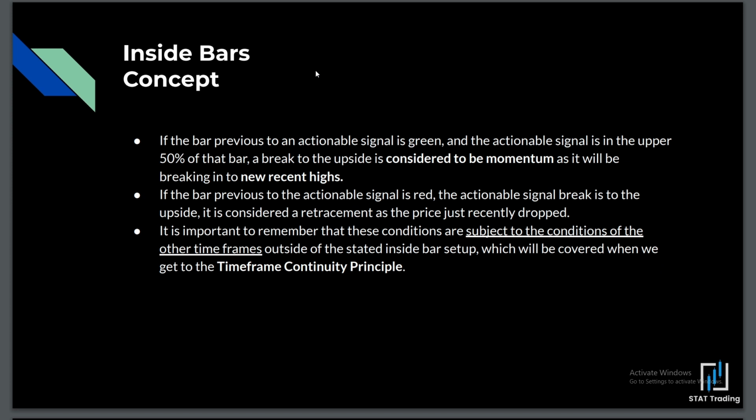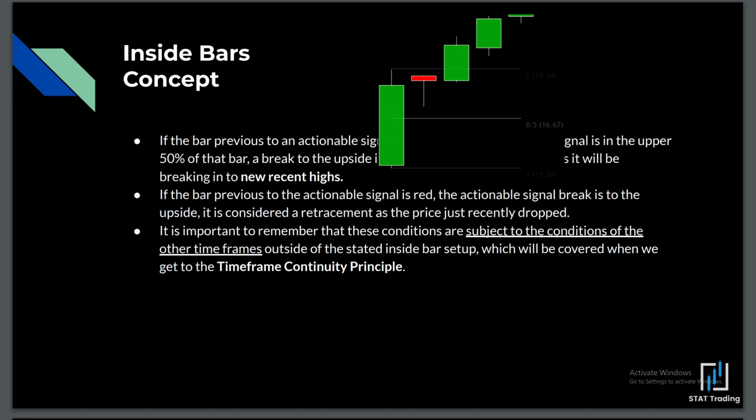So we mentioned retracement or momentum. This is where we're going to tell you what that is. If the bar previous to the inside bar is green and the actionable signal is in the upper 50% of that bar, a break to the upside is considered to be momentum, as it will be breaking into new recent highs. So if you have a big move higher, an inside bar, and another break higher, that is momentum.